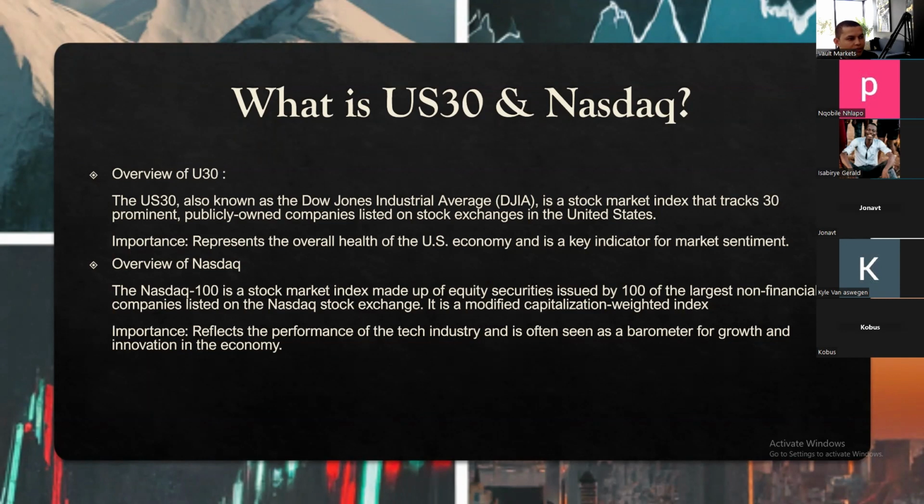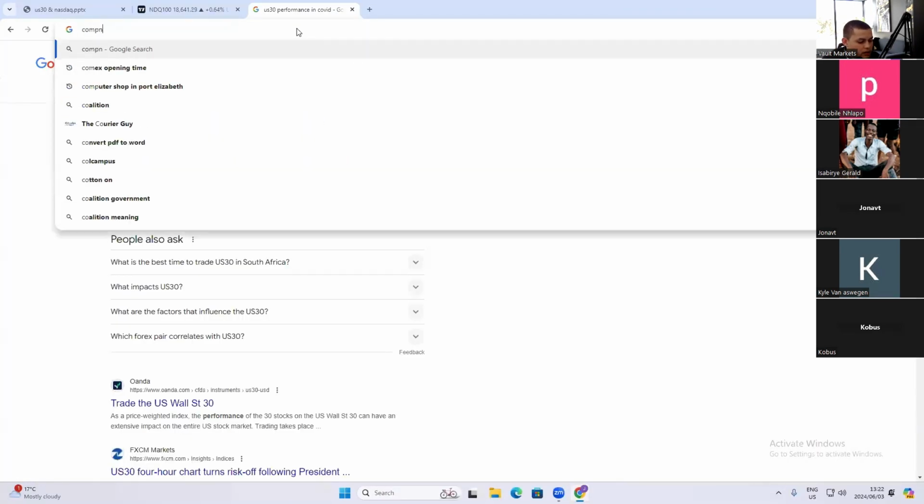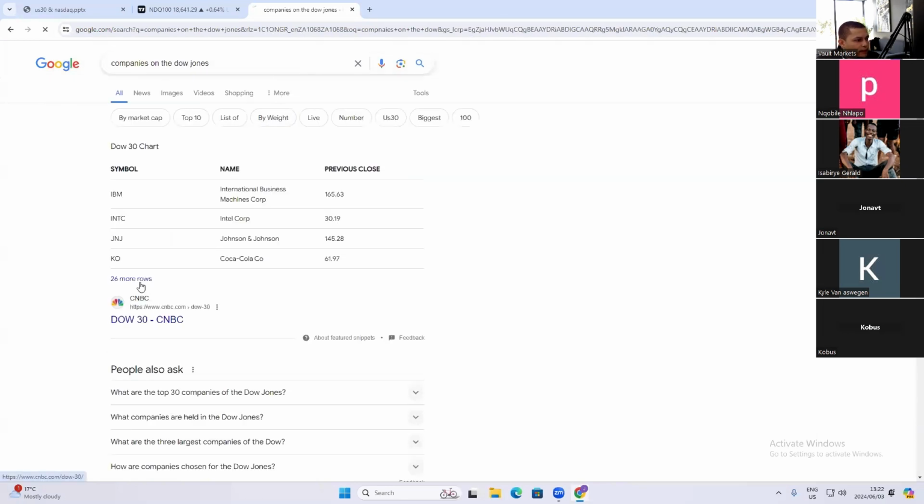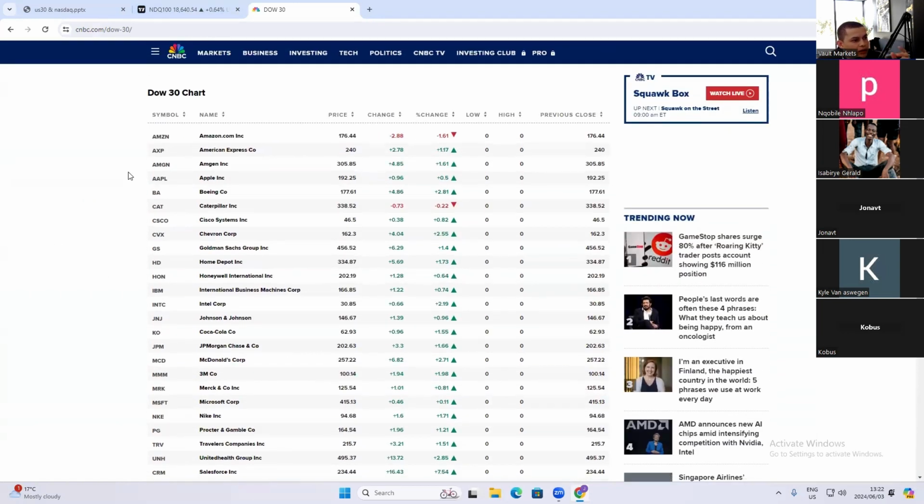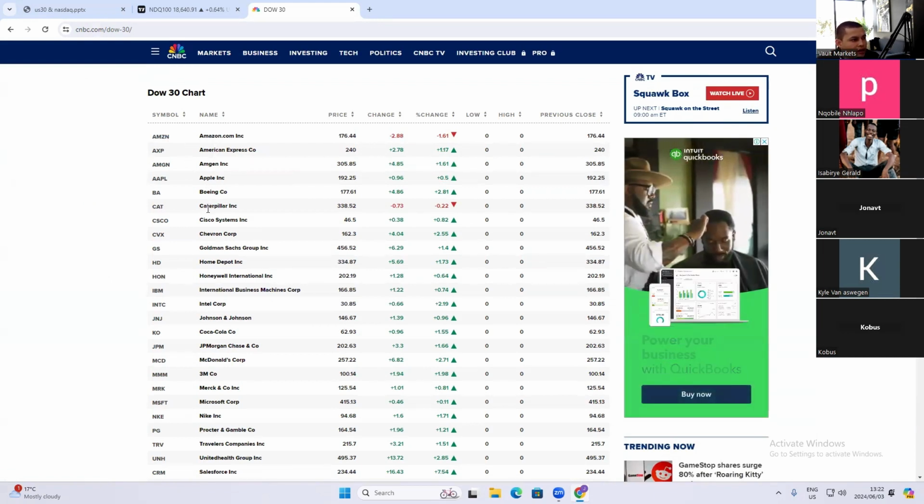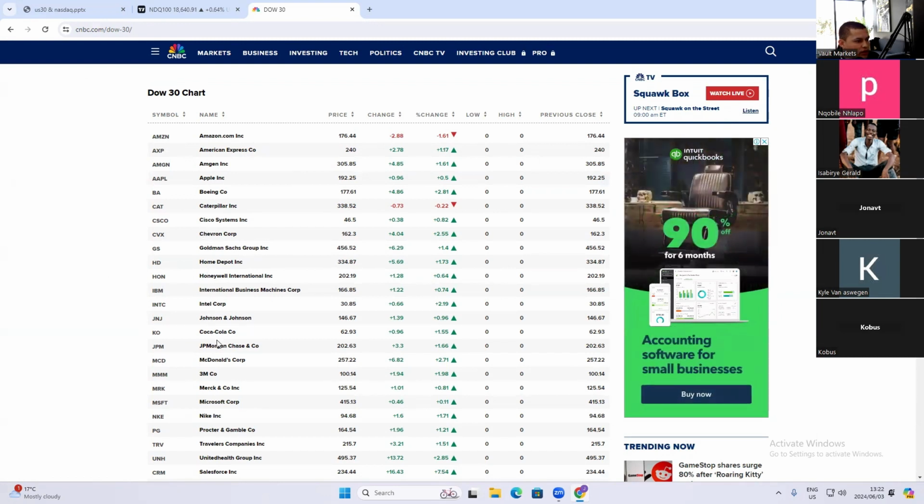So the Dow Jones is publicly owned and listed companies, right? And Nasdaq is the top 100. So if you go and look at the companies, here we can see what is on this list. Amazon, American Express, you know what that is, Apple, Boeing, Cisco, Goldman Sachs, Intel, Johnson & Johnson, Coca-Cola.